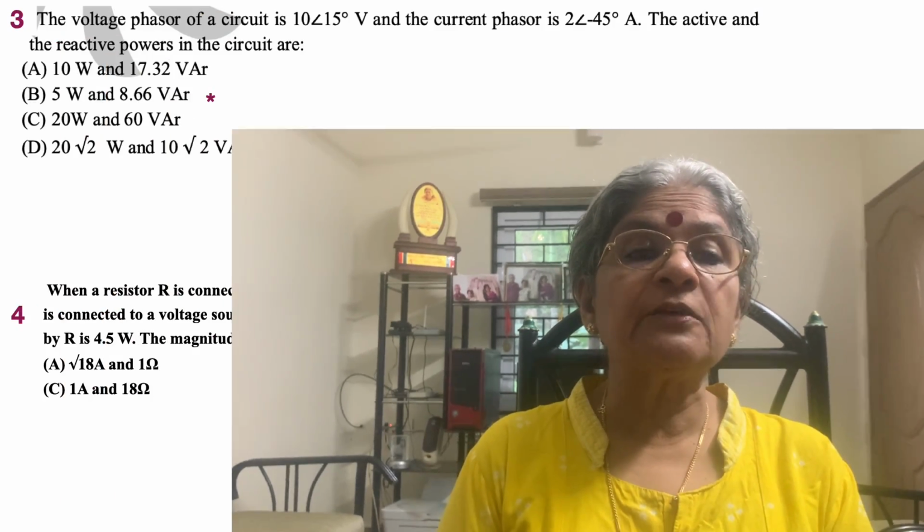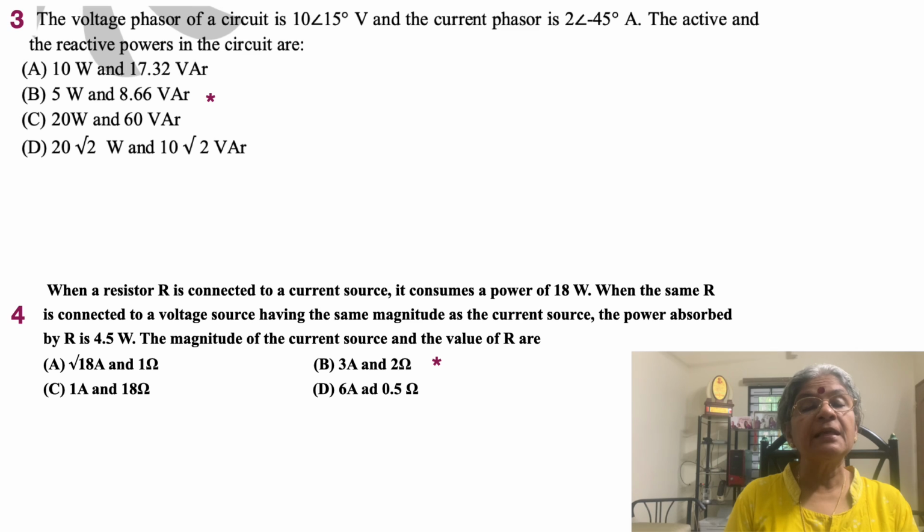The voltage phasor of a circuit is 10 angle 15 degrees and the current phasor is 2 angle minus 45 degrees. So I suppose by now we have started seeing things like, for instance, 10 angle 15 degrees is 15 degrees with respect to the horizontal, and 2 angle minus 45 degrees is going in the clockwise direction 45 degrees. So total angle is going to be 45 plus 15, 60 degrees. The active and reactive powers in the circuit are?